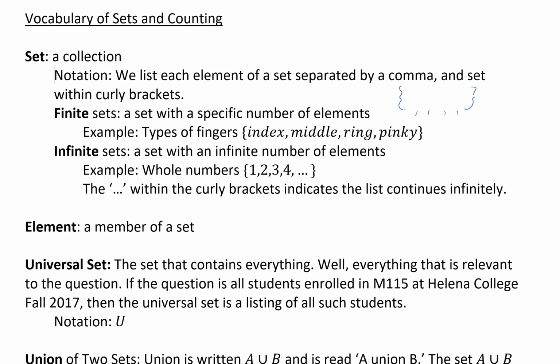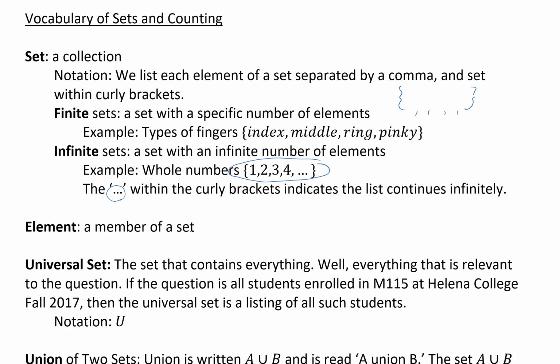An infinite set has an infinite number of elements in it. An example of that is whole numbers. Inside this particular example for whole numbers, I have the three symbols ... and that indicates that the set continues infinitely in that direction. Another vocabulary term is element. An element is a member of a set.